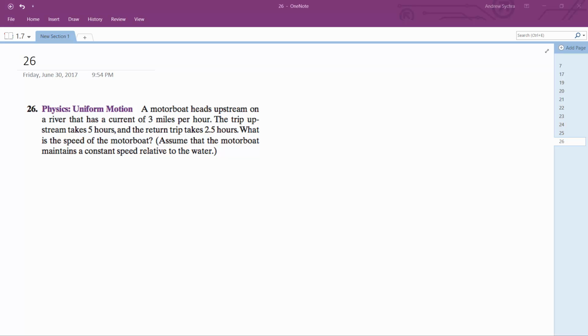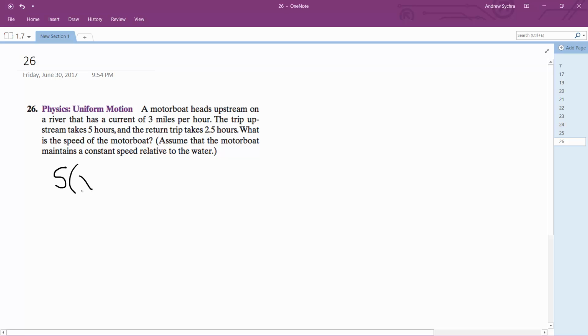So we got a boat here, and it goes upstream. The current's 3 miles an hour. And what this does is, going upstream, it takes 5 hours, but when it goes downstream, it only takes 2.5 hours.